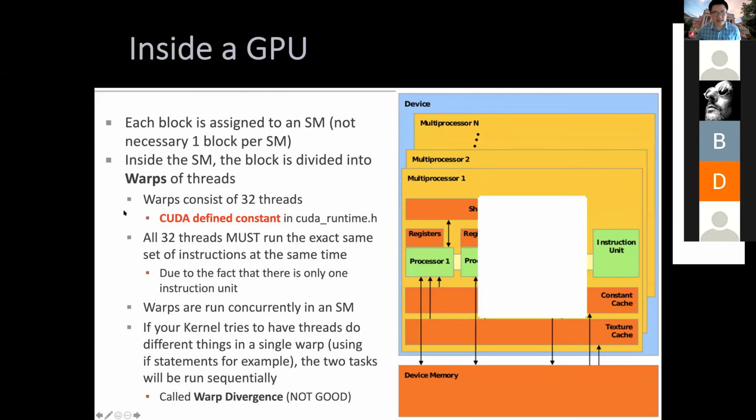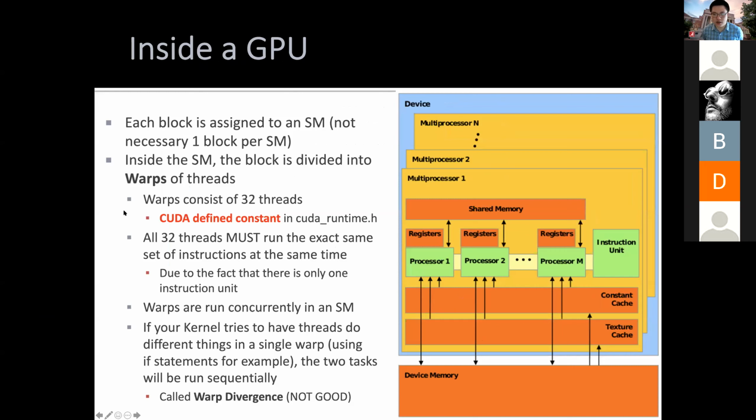Each block is assigned to one SM, as I mentioned. Each SM needs to run each block, and each SM can only run the same piece of instruction at a time. Otherwise, they have to incur some penalty. Inside the SM, the block is divided into warps. I have already introduced warps, but it's better to understand the warp concept again. A warp consists of 32 threads, and this is a CUDA defined constant.